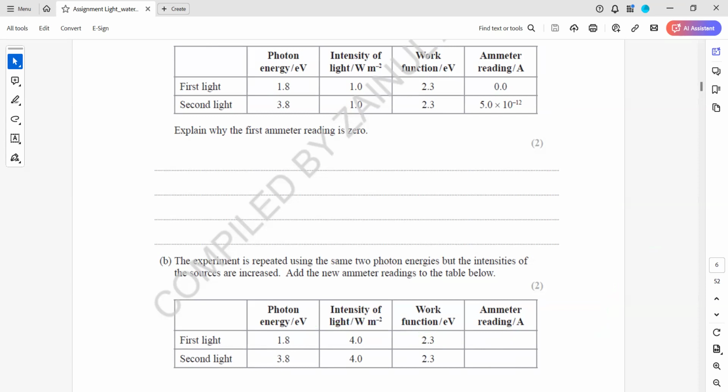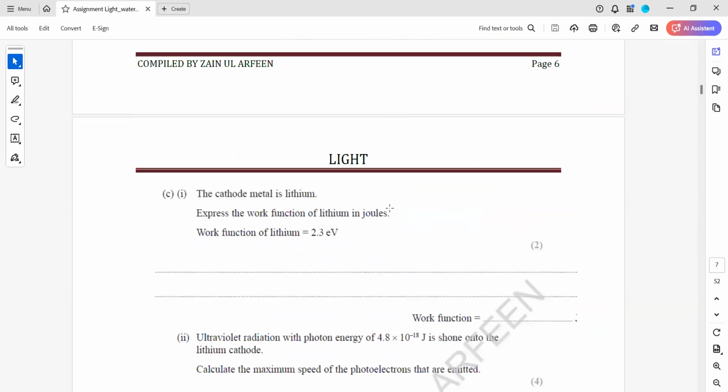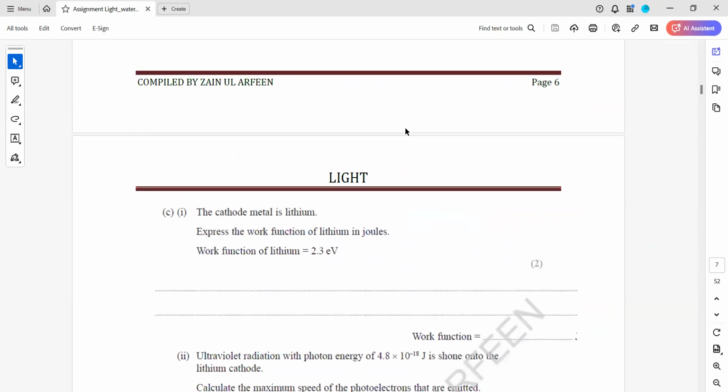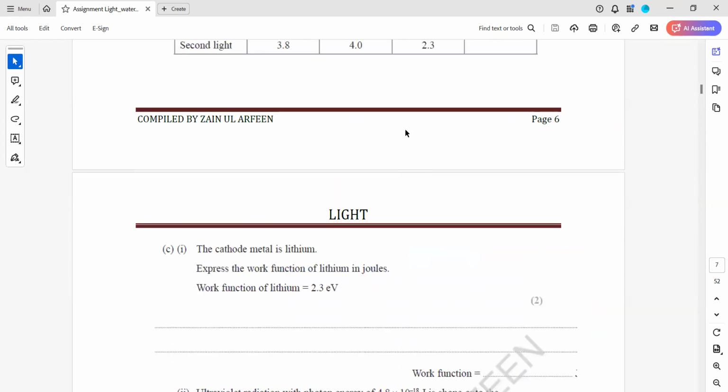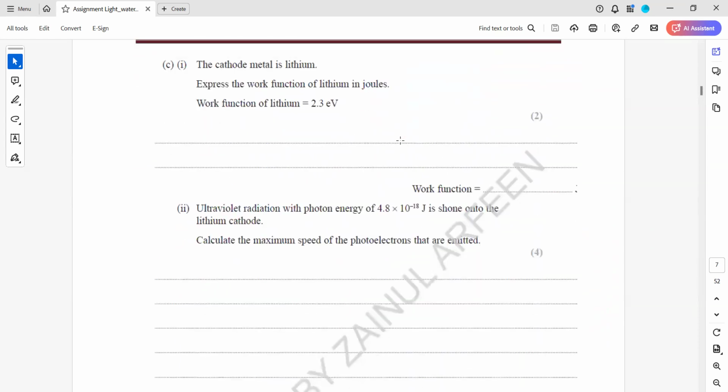The next one: the cathode metal is lithium. Express the work function in joules. So how do we convert electron volts into joules? We have 1 electron volt equals 1.6 times 10 to the power minus 19 joules. So if we have 2.3 electron volts, it will be x joules, cross multiply. This will give us the work function in joules, that is 3.7 times 10 to the power minus 19.